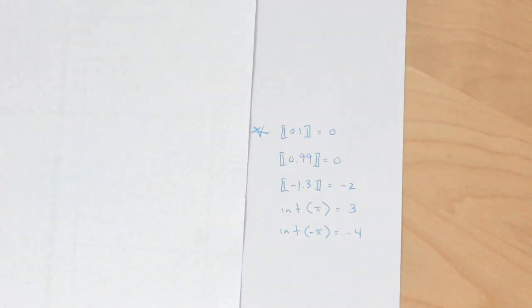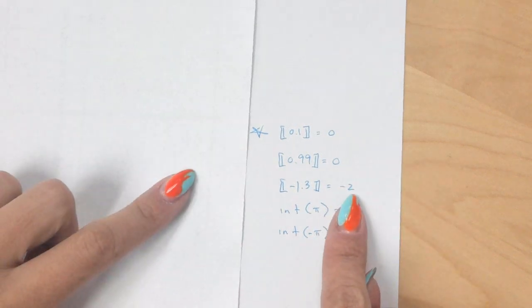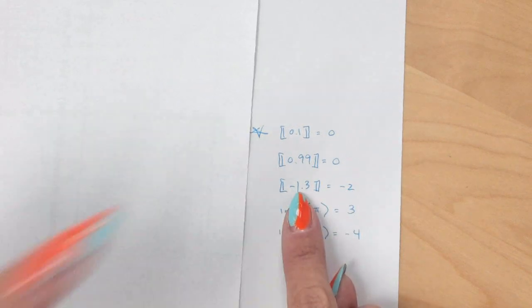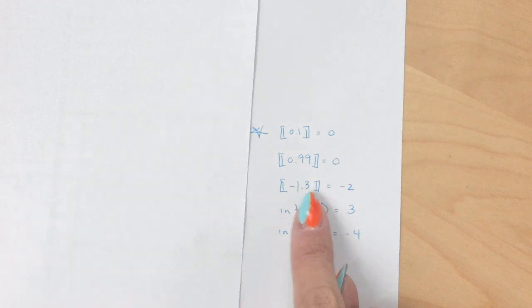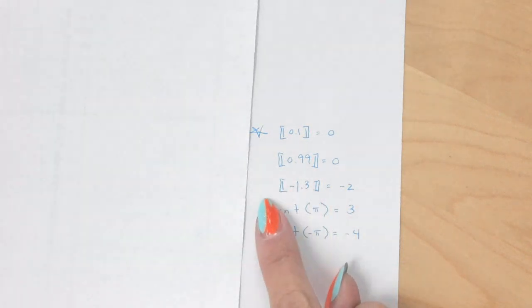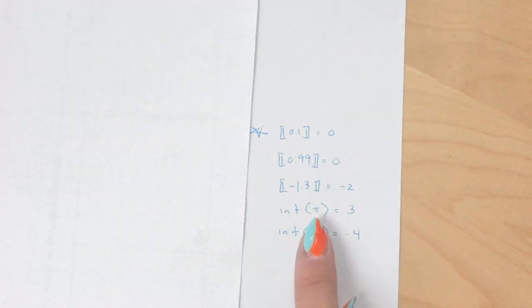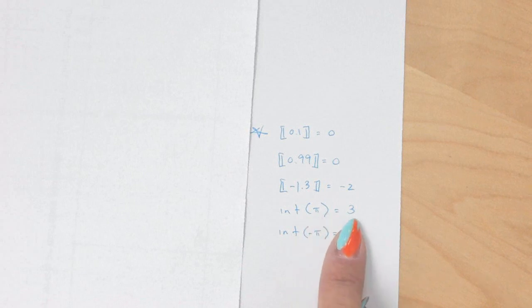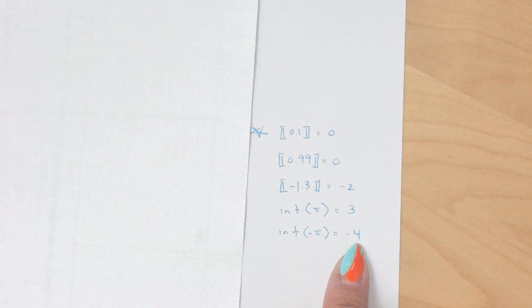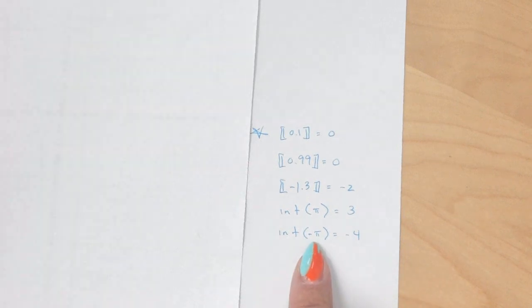Did you get these as your answer? Did you maybe get this wrong? Because if you put -1, -1 is bigger than -1.3. You have to round down. That's to the left on the x-axis. That would be -2. 3.14 rounded down is 3. Negative 3.14 rounded down is not -3. That's bigger than -3.14. It's -4. And I say 3.14, but it's really like 3.14159 and so on, right?